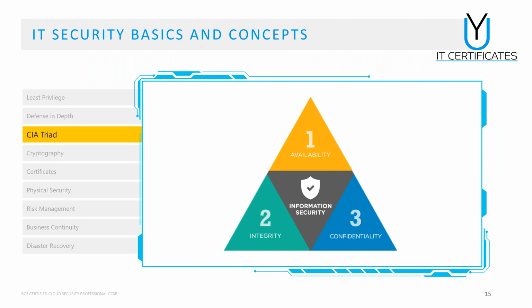Concept number 3 will be the CIA triad. The CIA triad is a very important thing, and I think if you are working in the security field, as some of you mentioned that you have 3 years, you have heard about this. CIA stands for some abbreviations. First one is confidentiality. Number 2, integrity. Number 3, availability.